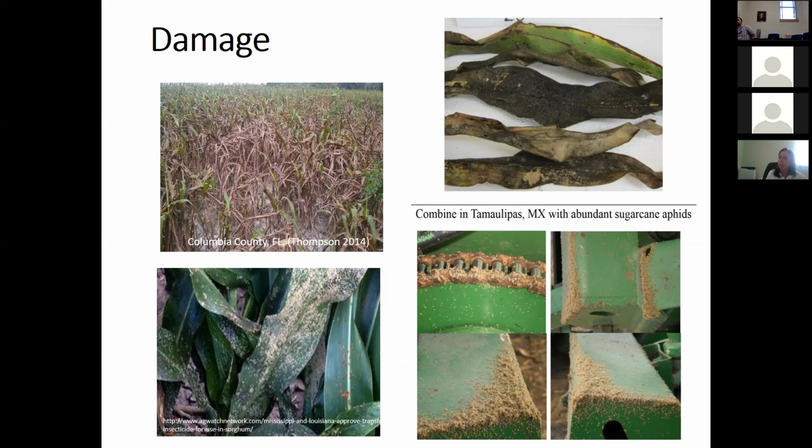And I think the biggest problems we're seeing in Texas and Mexico, but they actually had such high populations of aphids that they gummed up the combines and interfered with harvest.